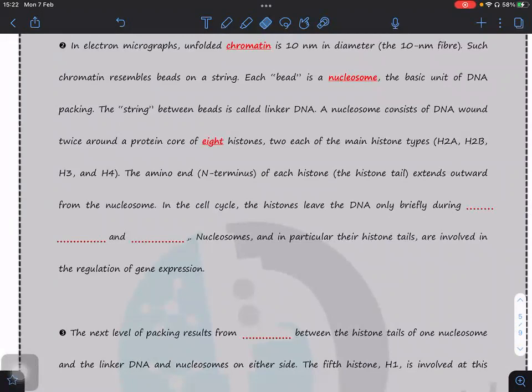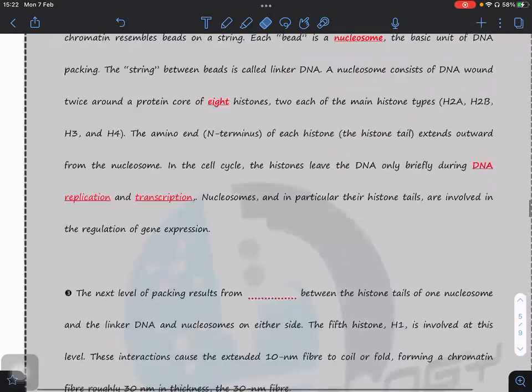The amino end of each histone has a tail that extends outward from the nucleosome. In the cell cycle, the histones leave the DNA only briefly, during DNA replication and transcription. Try to imagine, guys, if this is our histone protein, our DNA wraps around it. If the DNA is wrapped around it, can it do transcription? Cannot. Can it do DNA replication? Cannot. So only during DNA replication and transcription does the histone protein move away from the DNA, so that the DNA can perform transcription and replication.